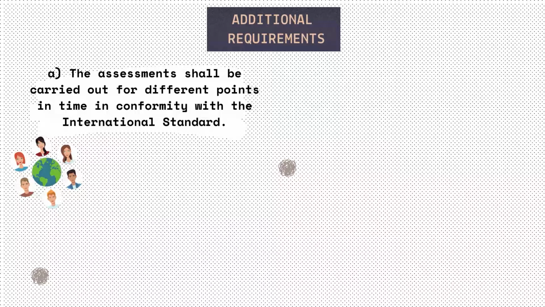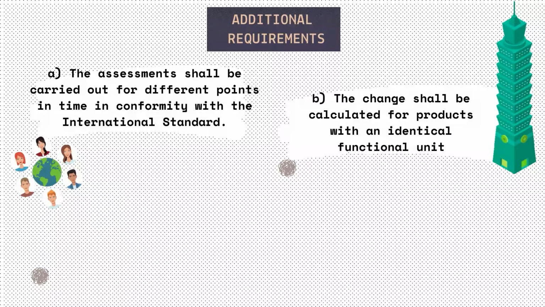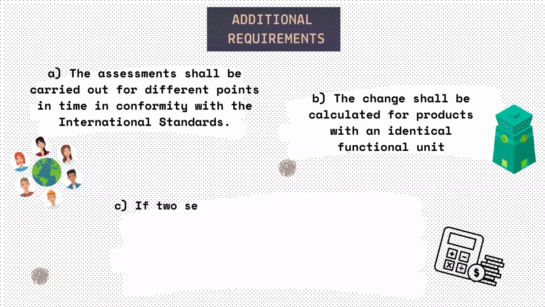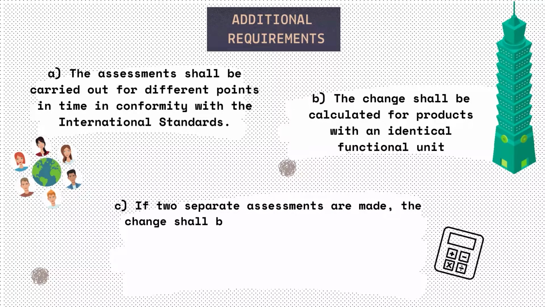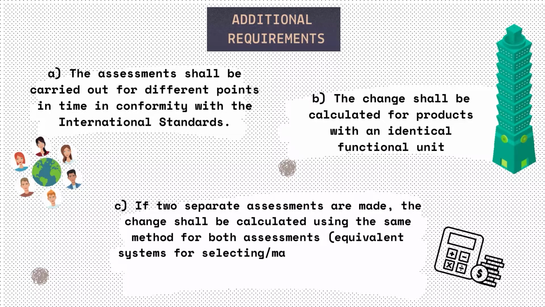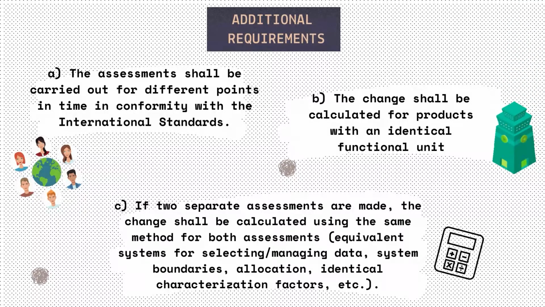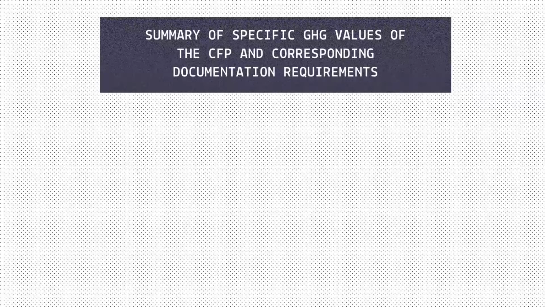These are some of the additional requirements. The assessment shall be carried out for different points in time in conformity with the international standard. This is to prevent variation in results obtained. Then, the change shall be calculated for products with an identical functional unit. Next, if there are 2 separate assessments, we need to use the same method for both assessments. Some of the methods might involve equivalent systems for selecting or managing data, system boundaries, allocation, identical characterization factors and others.